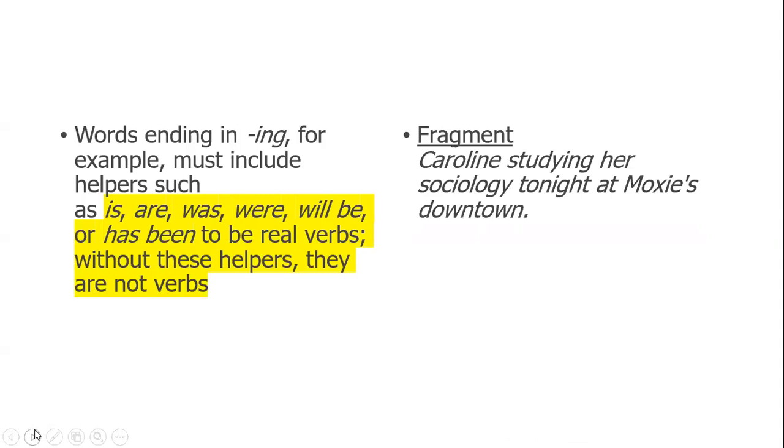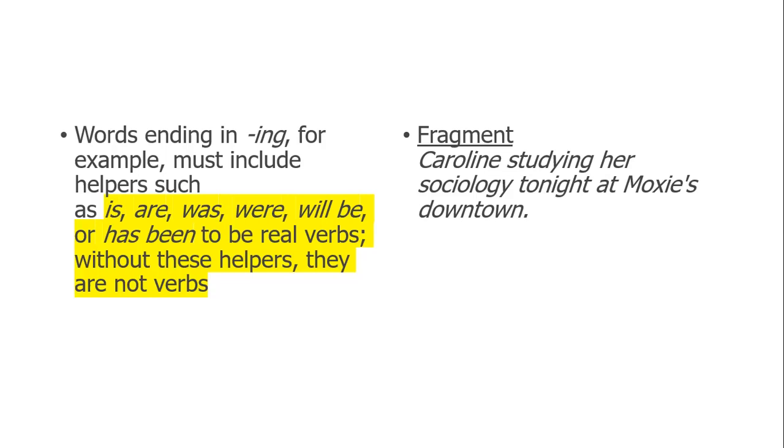Here you go. Carolyn studying her psychology tonight at Moxie's downtown. I want one of you to put that in the chat box. Put your answers. How can we better this fragment? There's some strangeness, right? When you hear it, it doesn't feel correct. Carolyn studying her psychology tonight at Moxie's downtown. I don't find this very good. Anish K, perfect. Yes, you got it. So you got that covered? Absolutely. So your answer is A, studying.